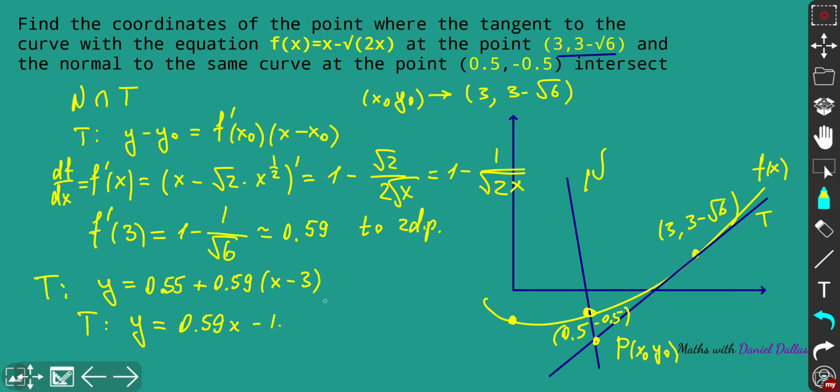0.55 minus 3 times 0.59. So what I've got is around negative 1.22, with a minus sign. Okay, so that's going to be the general equation for the tangent line. And now we need to establish the equation for the normal, all right?